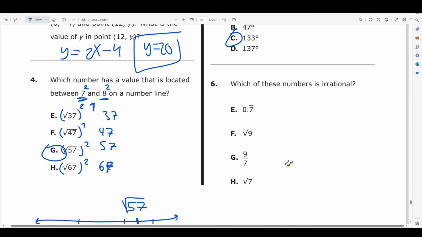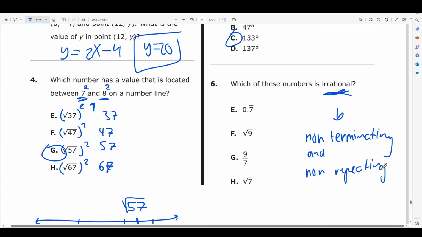Number 6 asks us which of these numbers is irrational. So what is an irrational number? An irrational number is a number with a non-terminating and non-repeating decimal. And I apologize for the construction that's going outside. So, non-terminating and non-repeating decimal. The number 2.5 has a terminating decimal.